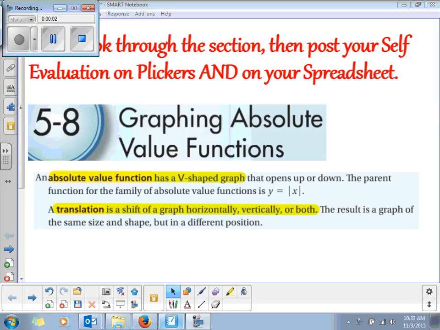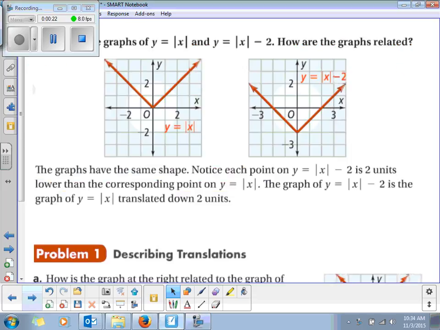All right, so section 5.8 is graphing absolute value functions. And again, as we said, an absolute value function has a V-shaped graph, okay? The translation is a shift of a graph vertically, horizontally, or both. And this is what we're going to be talking about today, okay?